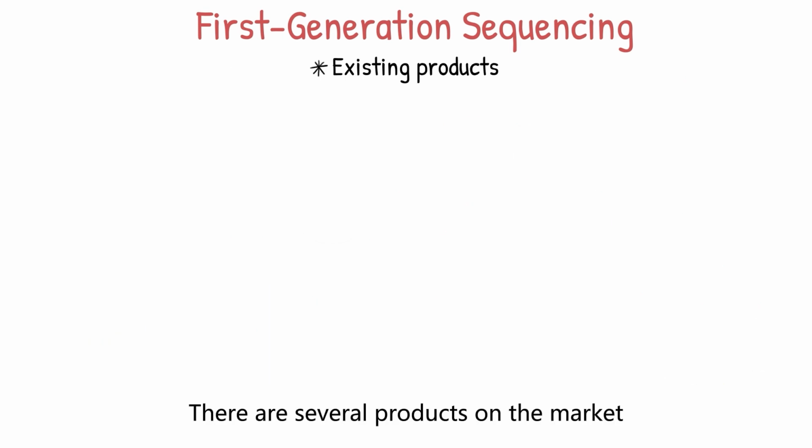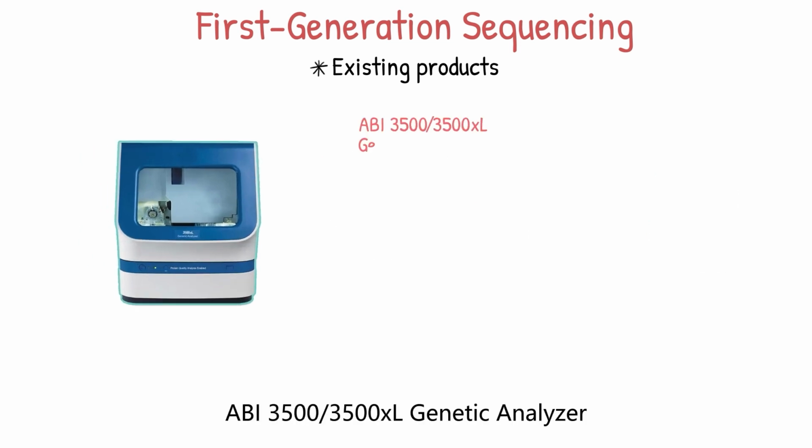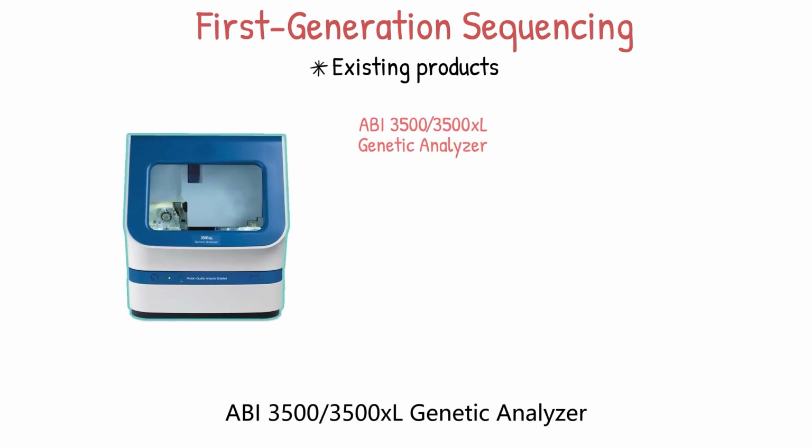There are several products on the market based on Sanger sequencing technology. Here are some major Sanger sequencing products and platforms. ABI 3500/3500XL Genetic Analyzer.